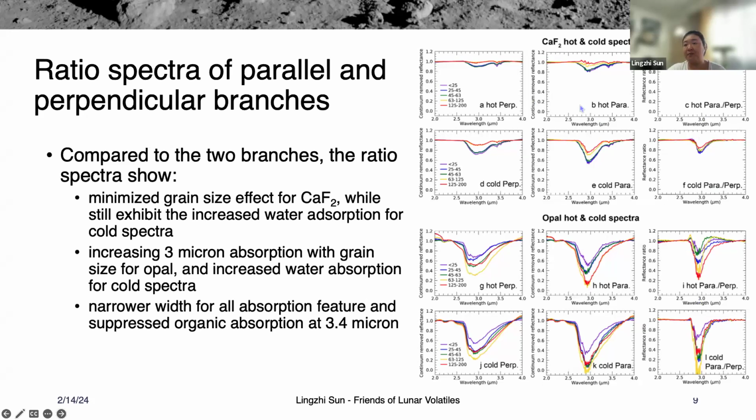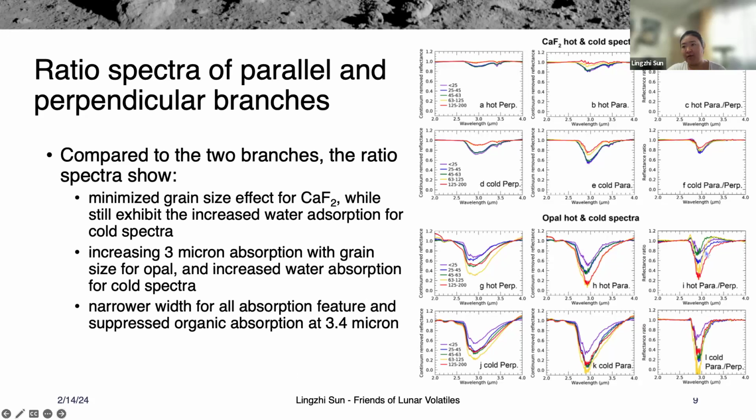if you look at the ratio spectra compared to the two polarized branches, there's a very obvious difference: the grain size variation between the large and small size fractions seems minimized, except for this very large grain size, over 100 microns. The rest are pretty much showing the same 3-micron absorption depths. But still, if you compare the hot and cold spectra, you can see this increase in 3-micron. So it's still sensitive to the water absorption increase.